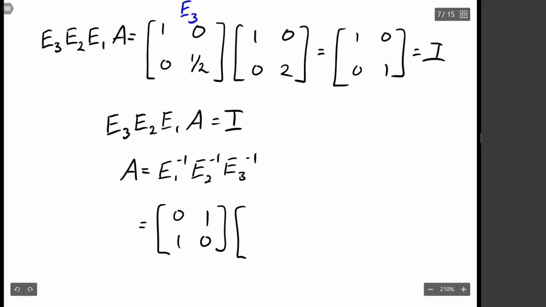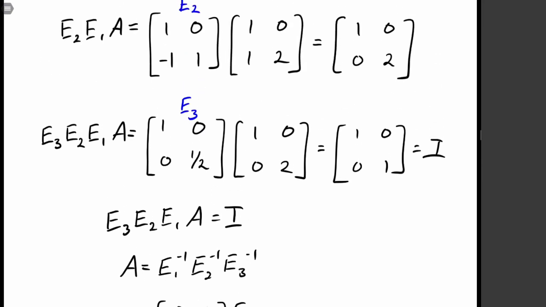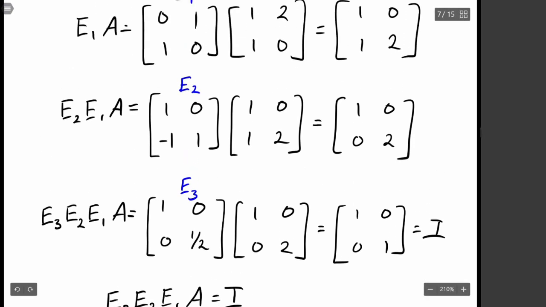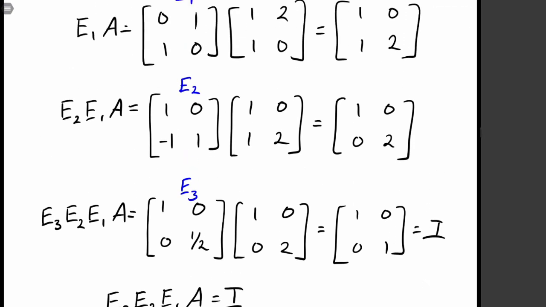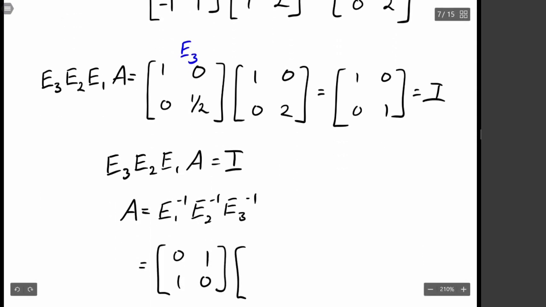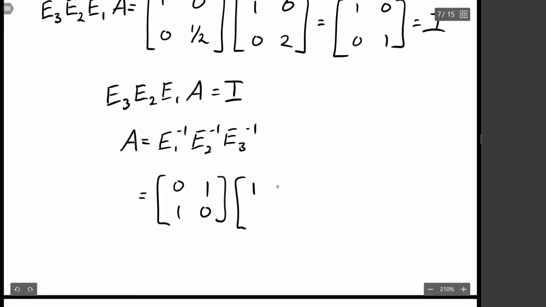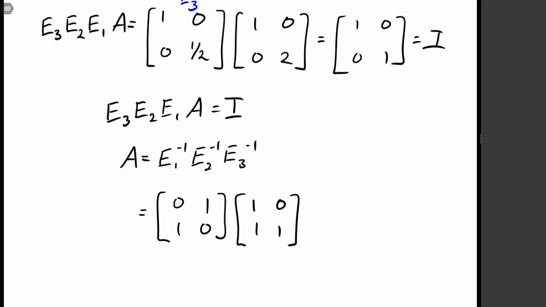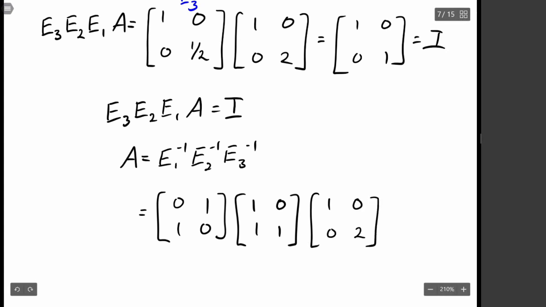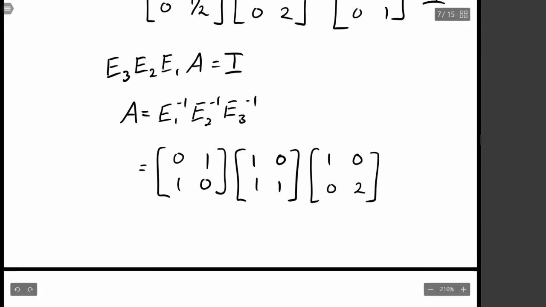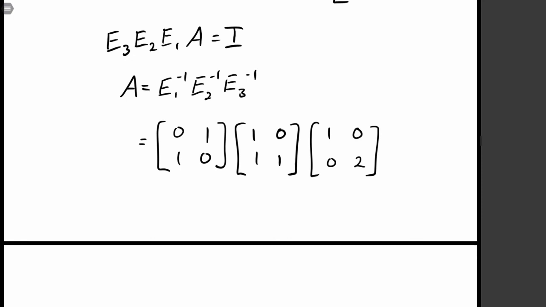Okay. E2 inverse, what did we do for E2? We did row 2 minus row 1, so now we need to do row 2 plus row 1 goes to row 2. This will be 1, 0, 1, 1. E3, we divided row 2 by 2, so here we want to multiply row 2 by 2. And just for sanity, let's check that this product really is A. So we would multiply, say, the first two matrices.